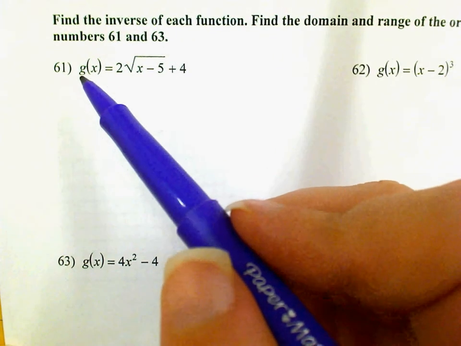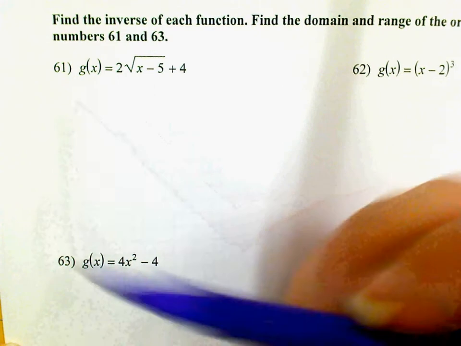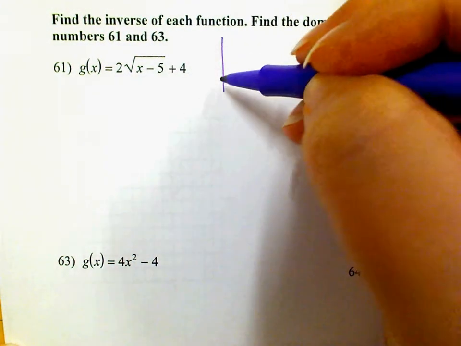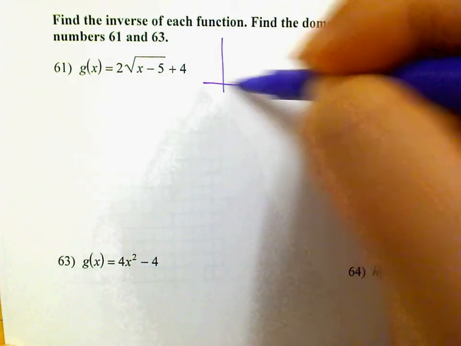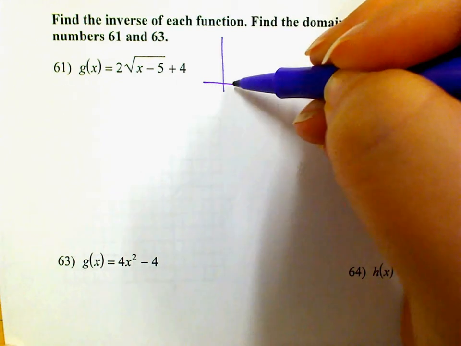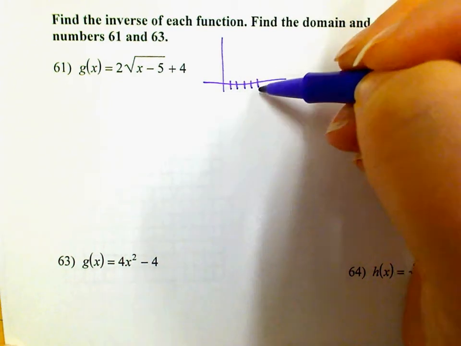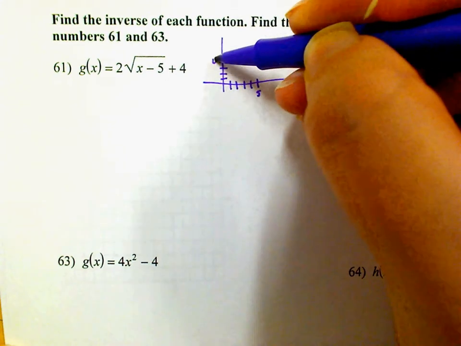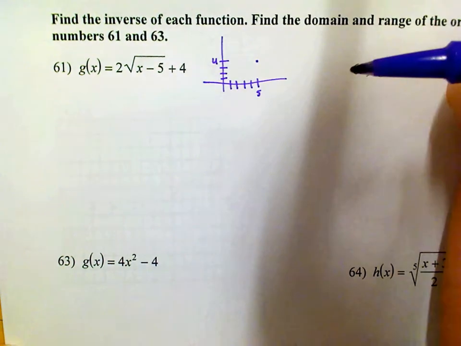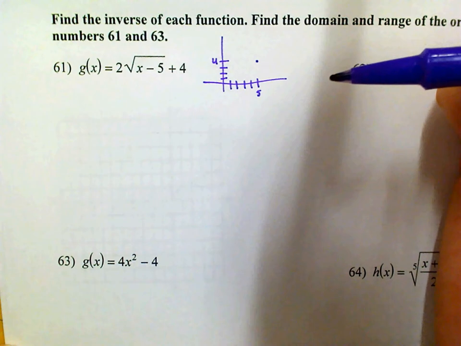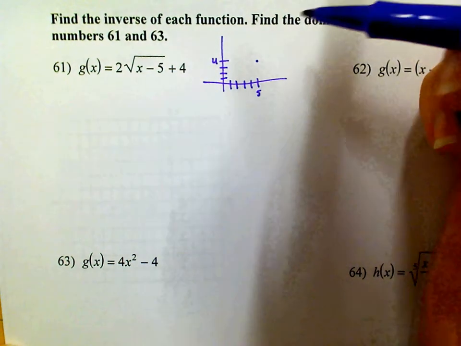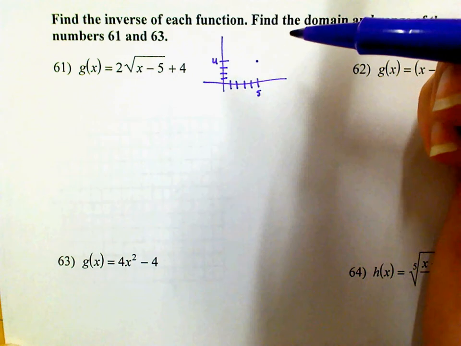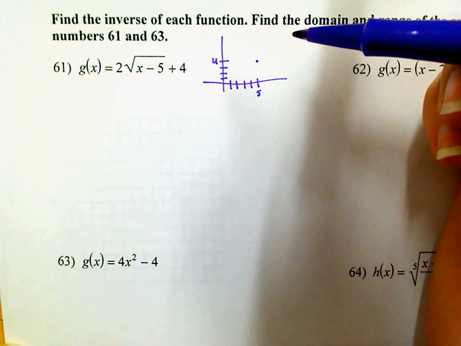Alright, so can we go ahead and sketch this function to find the domain and range? I'm just going to quick sketch. Where does the -5 make me go? And then what is +4? So it's a radical. What does the 2 on the outside do? Vertical stretch. Does it move the location or just change the shape? Okay, so it looks something like that.